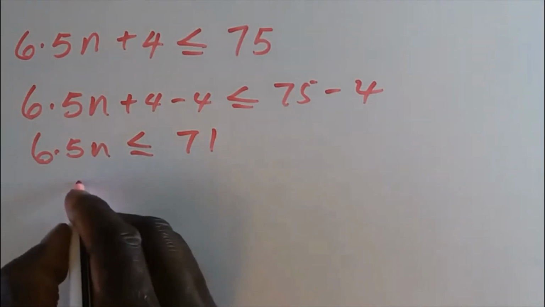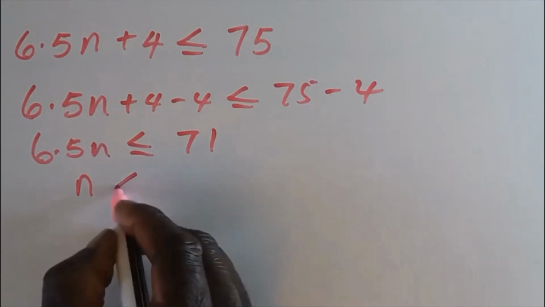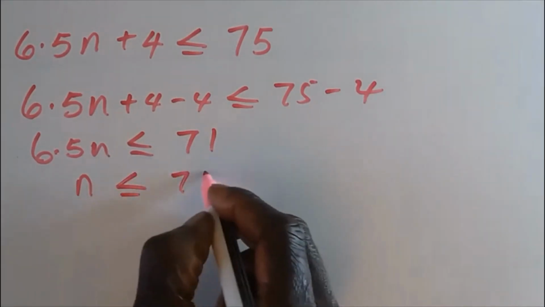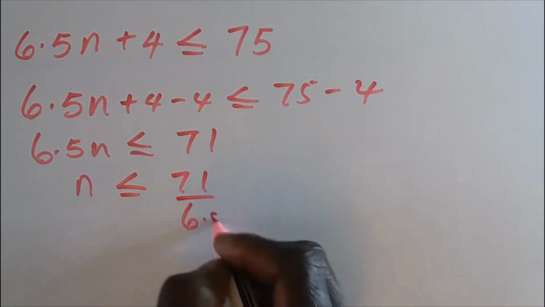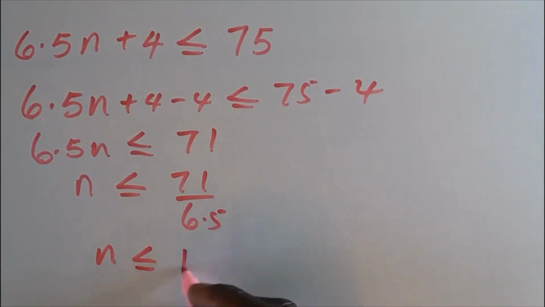So we can solve for n by dividing both sides by 6.5, to get this less than or equal to 71 over 6.5. To get rid of our decimal, we can multiply the top and the bottom by 2. So we have n is less than or equal to 142 over 13.